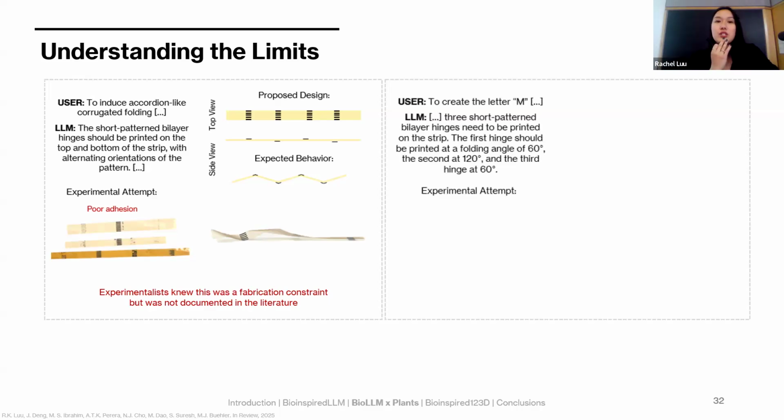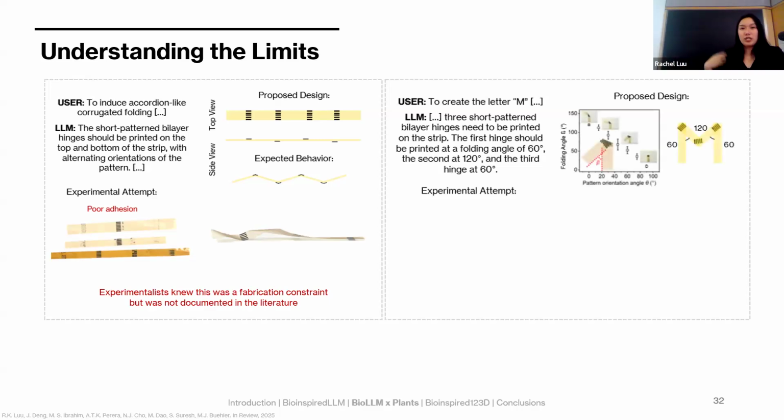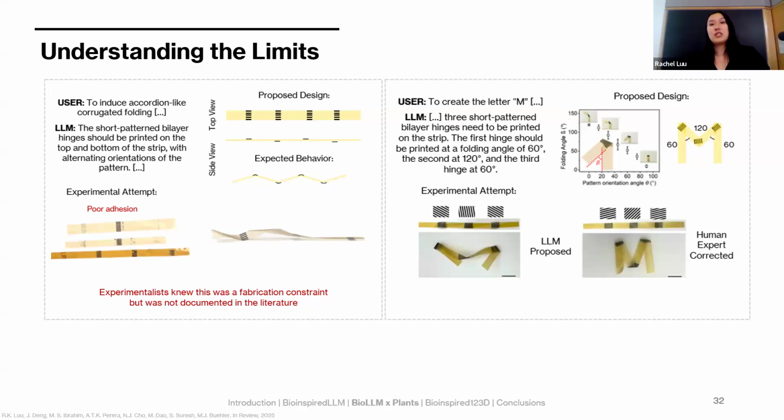And another example here is one where we're trying to ask it to fold this letter M. The model makes this prediction that is really based on the theoretical values that are proposed in the original paper. It makes a lot of sense. However, in actual experimental practice, it didn't work. And the experts came in and quickly corrected it.